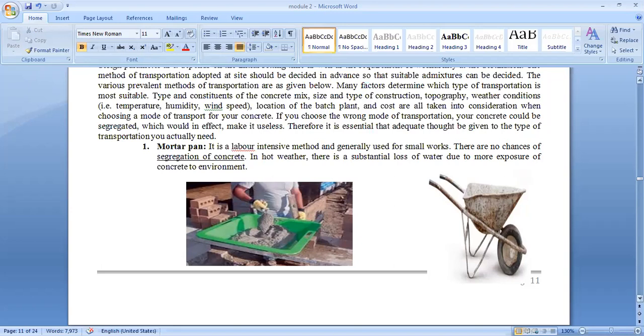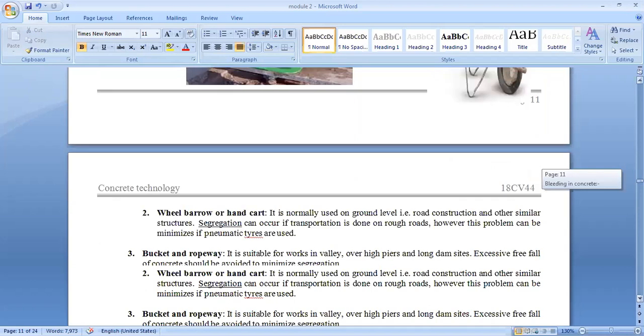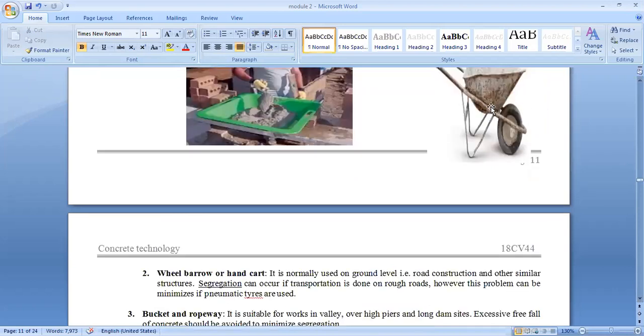This will be the first transportation mode. Second, here it is a wheel cart, wheelbarrow or a hand cart. This one is also the same, used for ground level construction or road constructions. If you use it for a long distance, or if the road for transportation is very rough, then segregation may happen if you use this type of hand cart. This is a major disadvantage of this method. If you use a pneumatic tire, the segregation will be minimized.